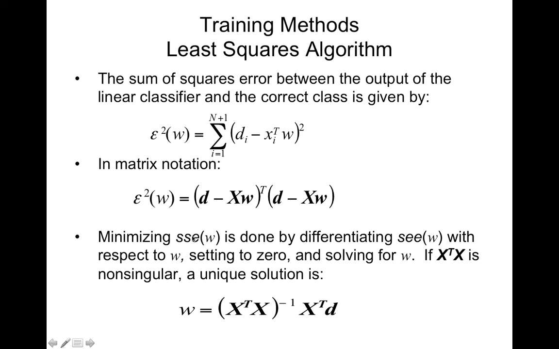In order to minimize the sum squared error, you basically differentiate it with respect to w, the weights, set it equal to 0, and solve for w. What we're doing there is really taking the derivative, and then setting the derivative equal to 0 in order to find a local minimum. If that's non-singular, we can come up with a unique solution that's given by the following. Your unique solution for w is X transpose X inverted, and then X transpose times D, where D, remember, is your correct classification, and X are your input variables.